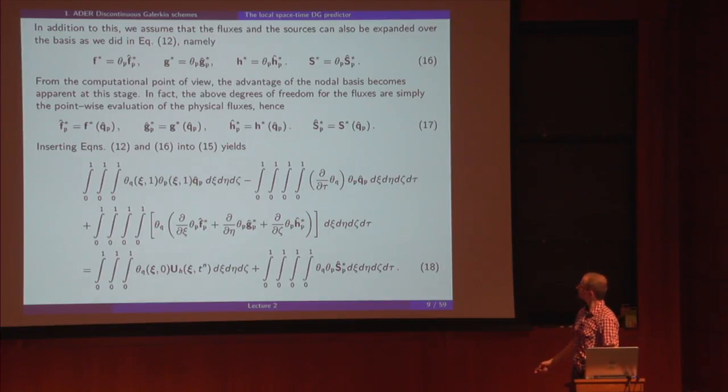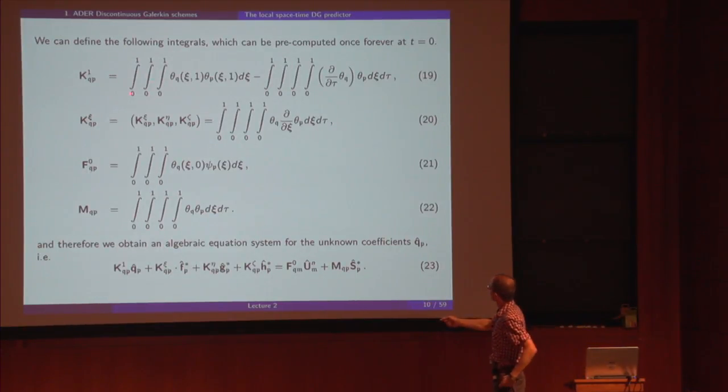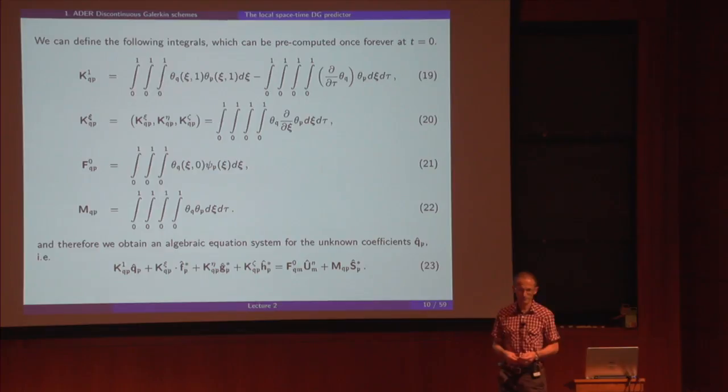Right? So for example, we introduce these notations, K1 is the space integral of the basis functions at level 1 minus space-time integrals. And here you just compute these. You compute once forever at the beginning in your code. This is not a time-dependent computation.